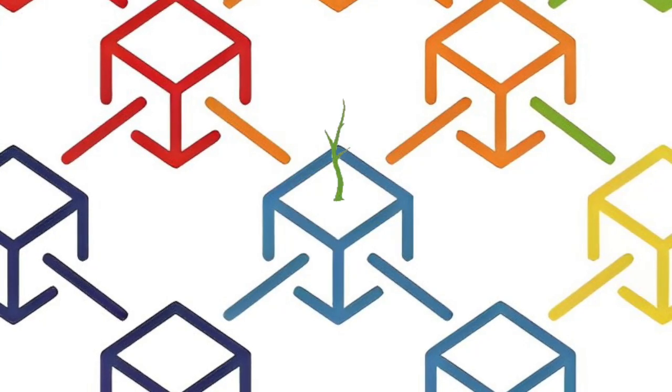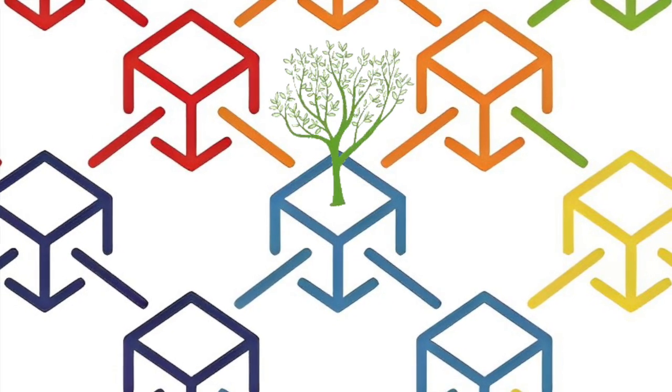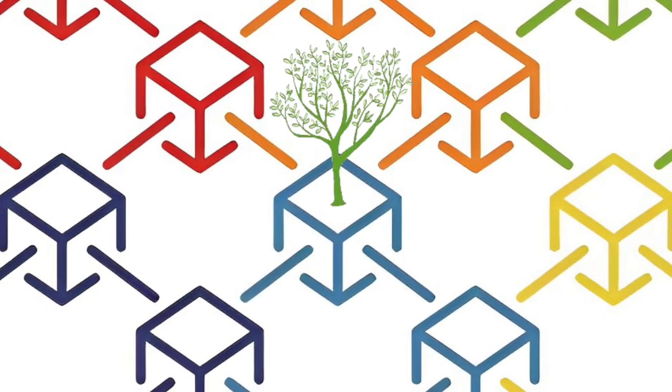Did you know that trees can naturally grow on a blockchain and be a great source of vitamin D? Nope, they can't, and I'm just kidding.